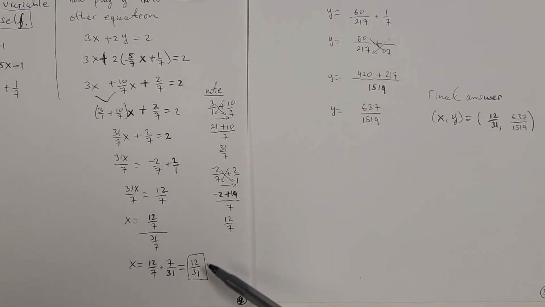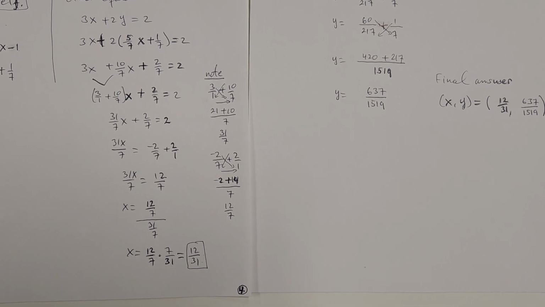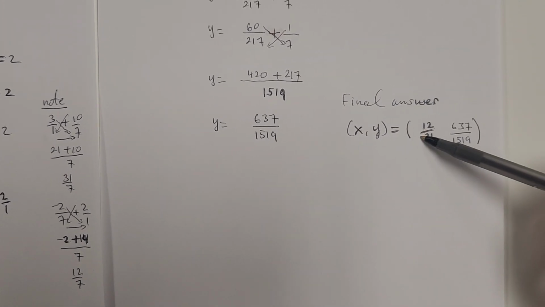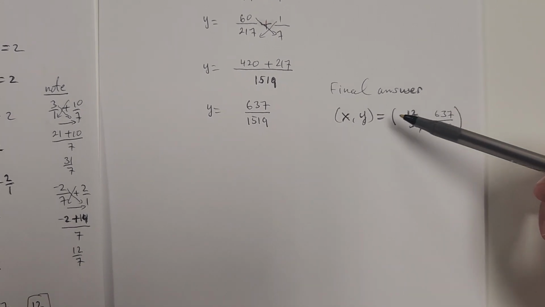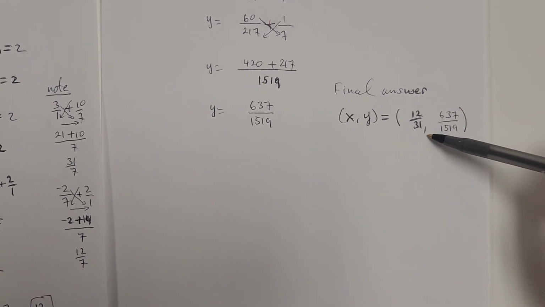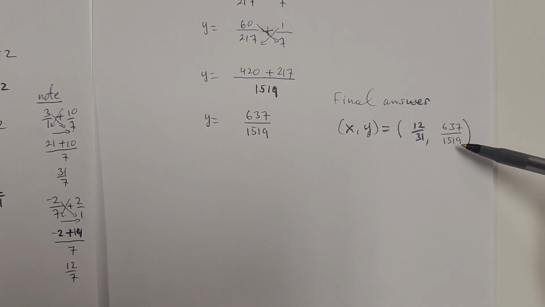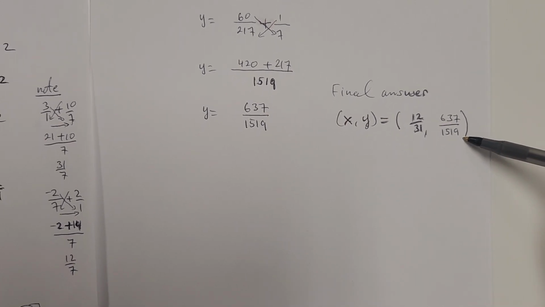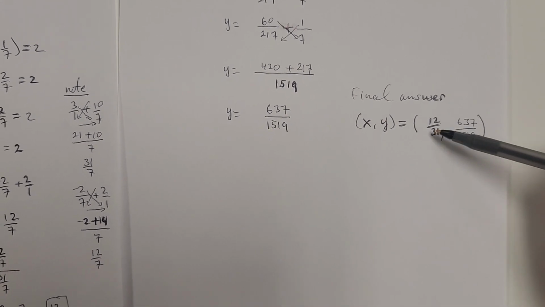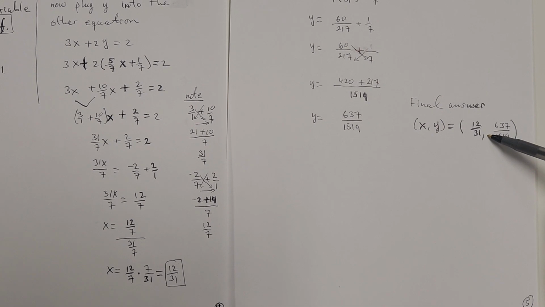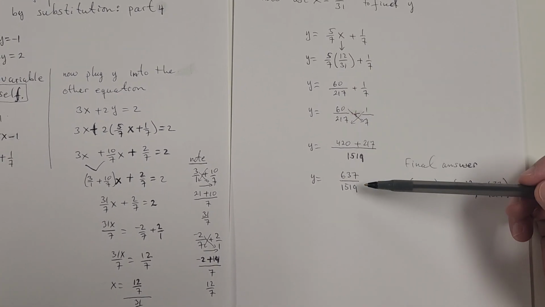And go back here, this is my x answer. Now put them together. Our final answer, again, x goes first and then y. x is 12 over 31, comma, y is 637 over 1519. Where did I get the x? From here. Where did I get the y? Right here.